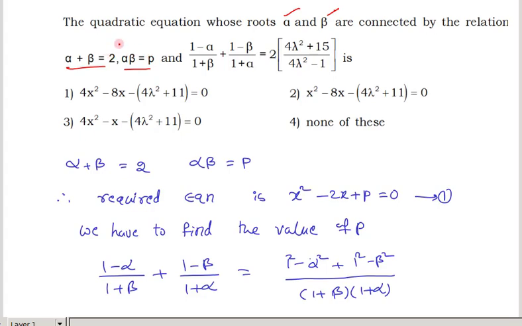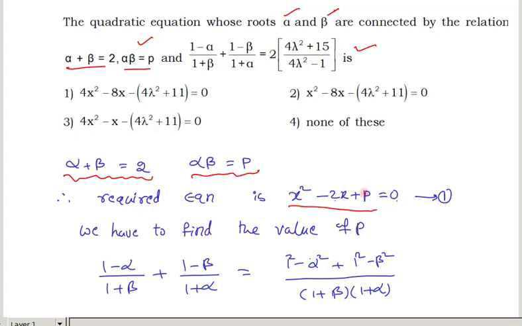alpha plus beta is 2 is given, and alpha into beta is given as p, and there is a relation between this alpha and beta in terms of lambda that they have given, and we need to find out such a quadratic equation. So as we know, the sum of the roots is 2 and the product of the roots is p. Then we can write the required quadratic equation as x square minus (sum of the roots) x, that is minus 2x, the sum of the roots is 2, into x plus the product of the roots p is equal to 0.